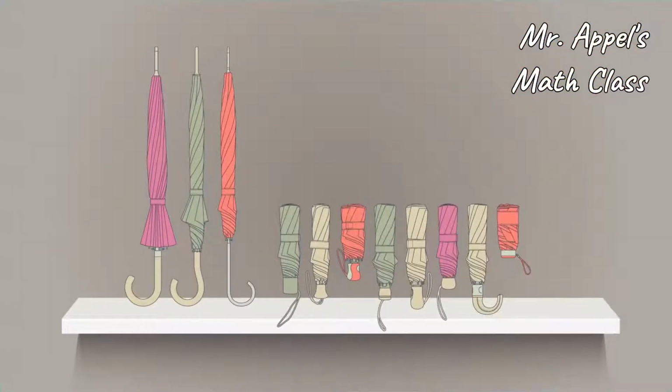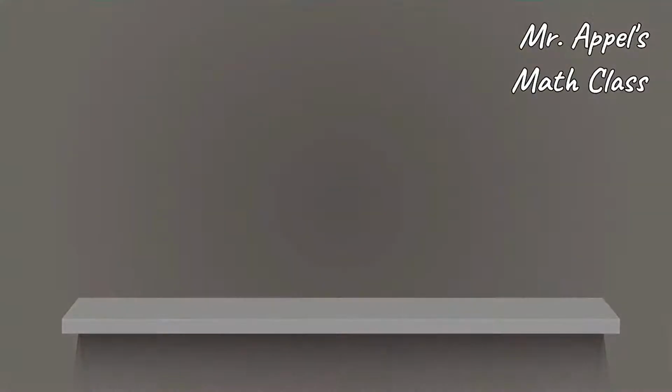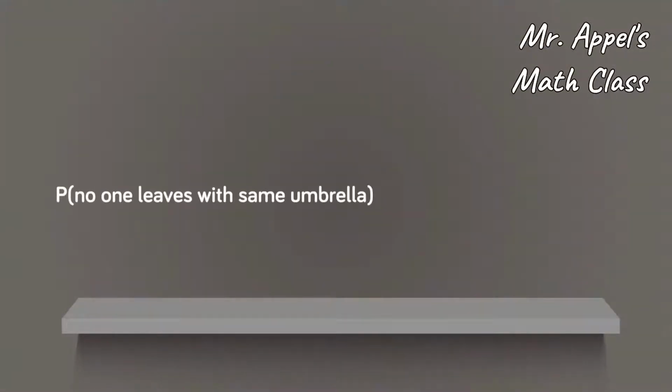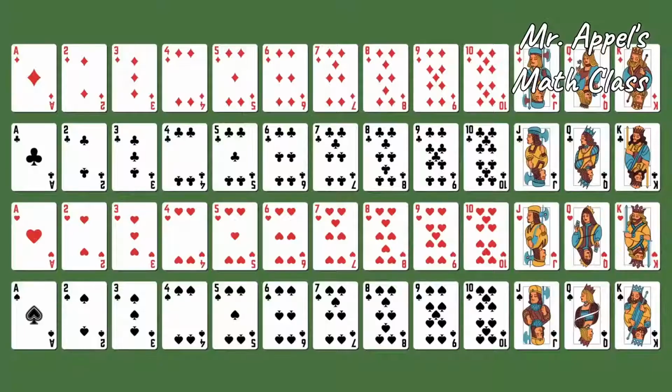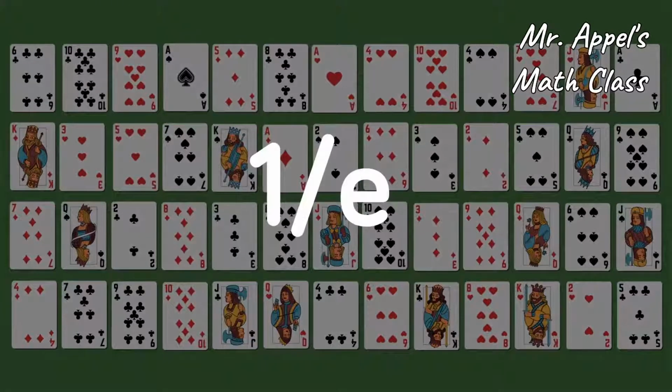Then next up, imagine a party where everyone brings an umbrella. After the party's over, people are in a rush and everyone grabs a random umbrella from the stack, not caring if it's theirs or not. The probability that no one left with their same umbrella is again about 1 over e, if the number of guests is pretty large. Another way to look at this is take a fresh deck of cards that's in proper order and shuffle it. If you do so randomly, there's about a 1 over e chance that no card is in its original spot.